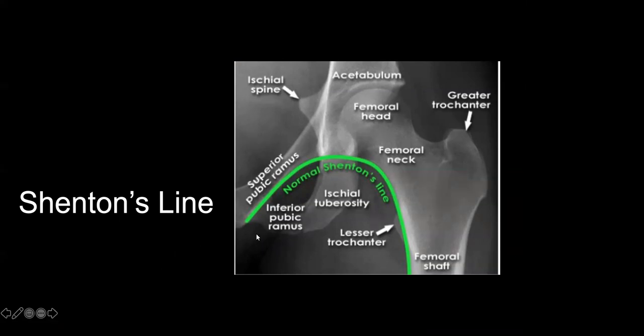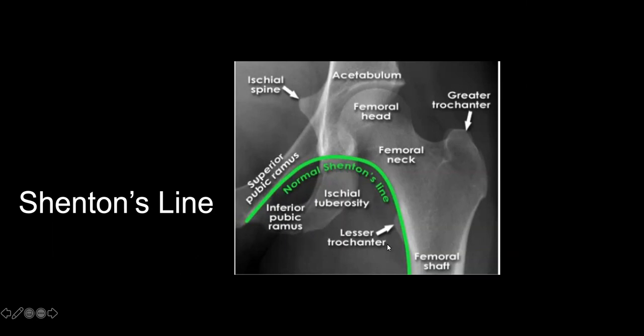So again, just looking at the anatomy, you've got your acetabulum and your femoral head sits nicely in there. Your femoral neck is where you're looking for any possible fractures. You've got your greater and lesser trochanter, and your superior and inferior pubic rami, both of which can also be fractured. Shenton's line itself goes from the inferior cortex of the superior pubic ramus all the way through to the medial aspect of the femoral neck.